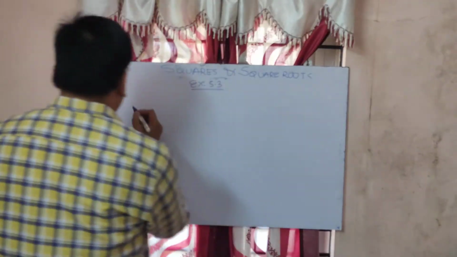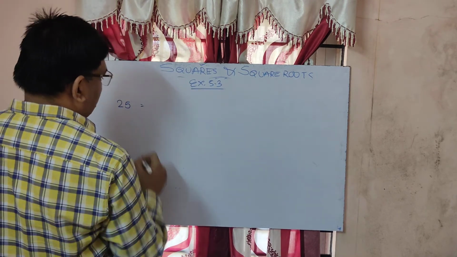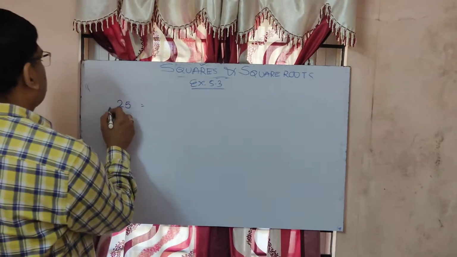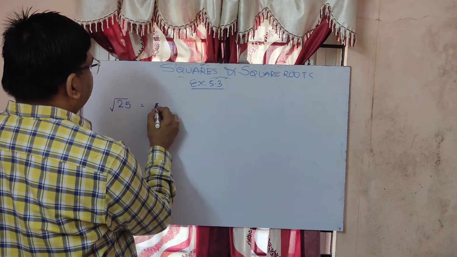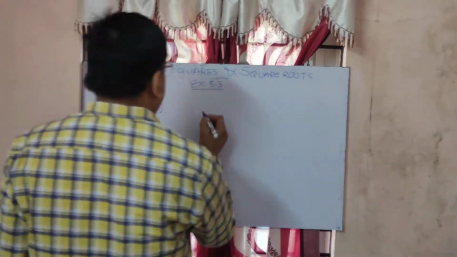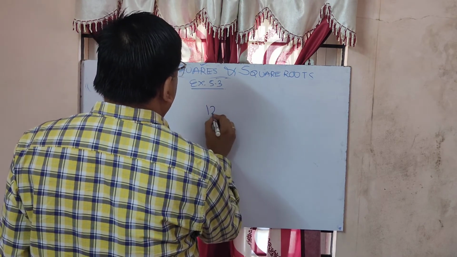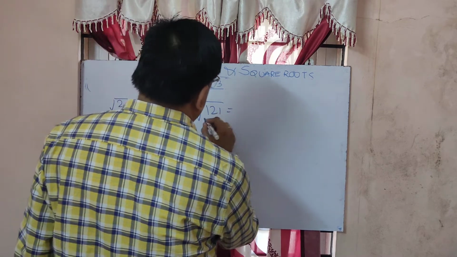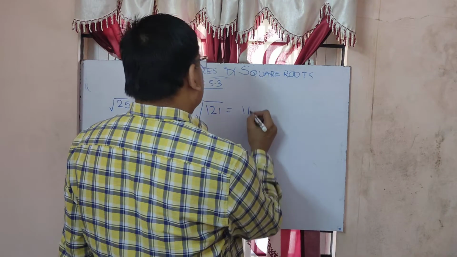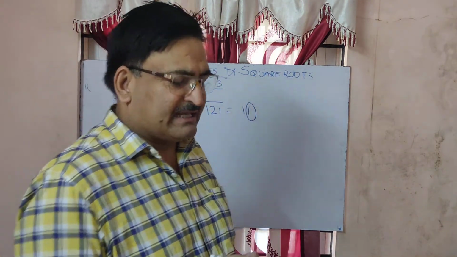For example, 25 is a square number, isn't it? So what could be the square root of this number? The square root is 5. Means this is the unit digit only. For example, another number, we'll take 121. So what could be the square root of this number? We know it is 11. So the unit digit is 1. The same question they are asking.